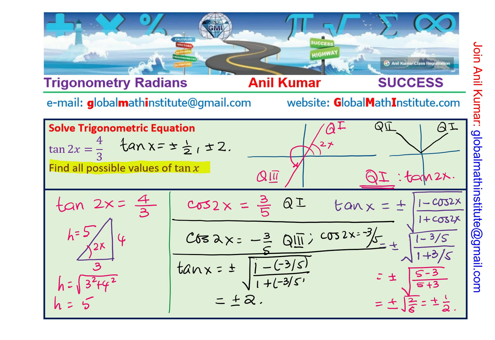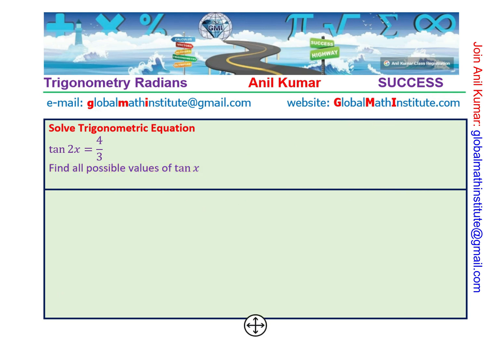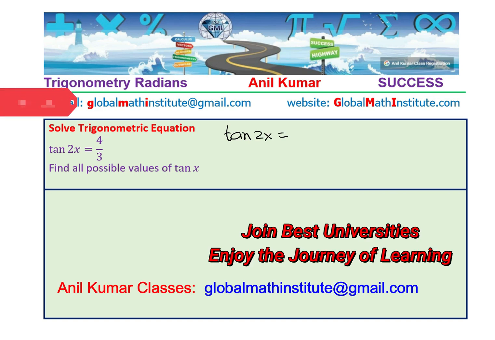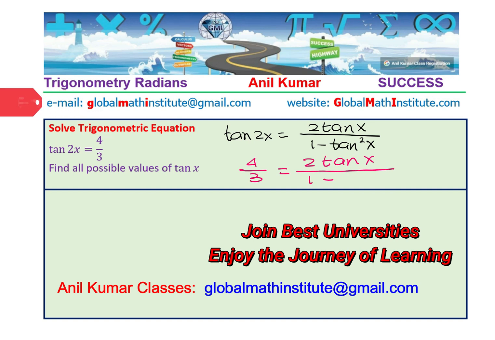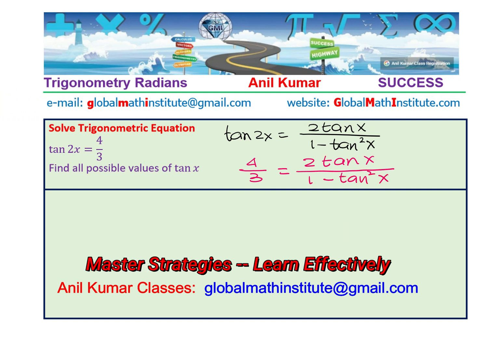Now, we'll apply the second approach, which I said was using the formula tan 2x equals to 2 tan x over 1 minus tan square x. Correct? We know the value of tan 2x, and that is 4 over 3, right? So we could write 4 over 3 here equals to 2 times tan x over 1 minus tan square x. Is that clear to you?